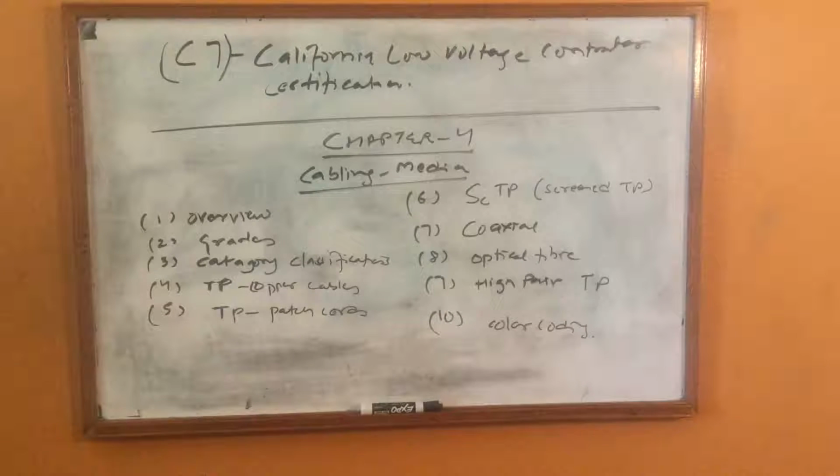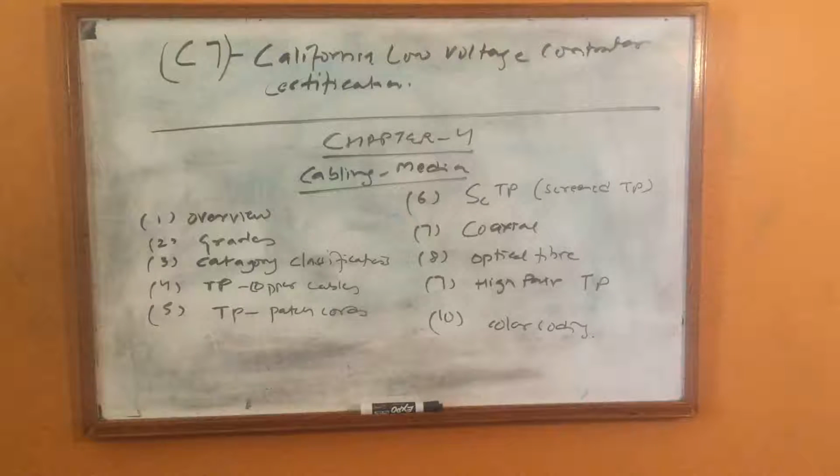Number 4 is TP, which stands for twisted pair copper cablings. Number 5 is twisted pair patch cords. What does exactly it mean? Number 6 is SCTP. I have put S and the C is little small. It stands for screened twisted pair.